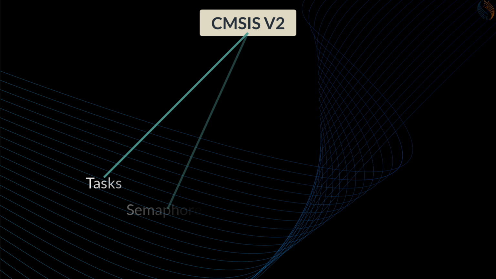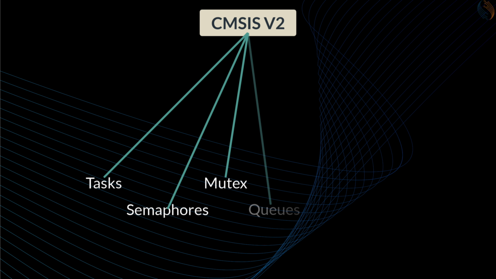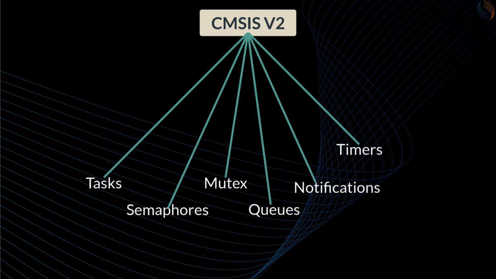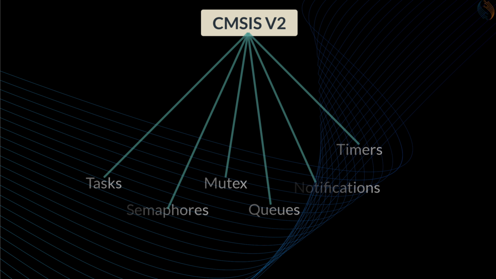This series will be focused on implementing CMSIS-RTOS version 2, rather than using the native FreeRTOS APIs directly. Throughout this series, we will cover tasks, semaphores, mutexes, queues, task notifications, software timers, and much more. We will understand not only how to configure them in STM32 CubeMX, but also how they work internally and how to use them properly in real embedded projects.